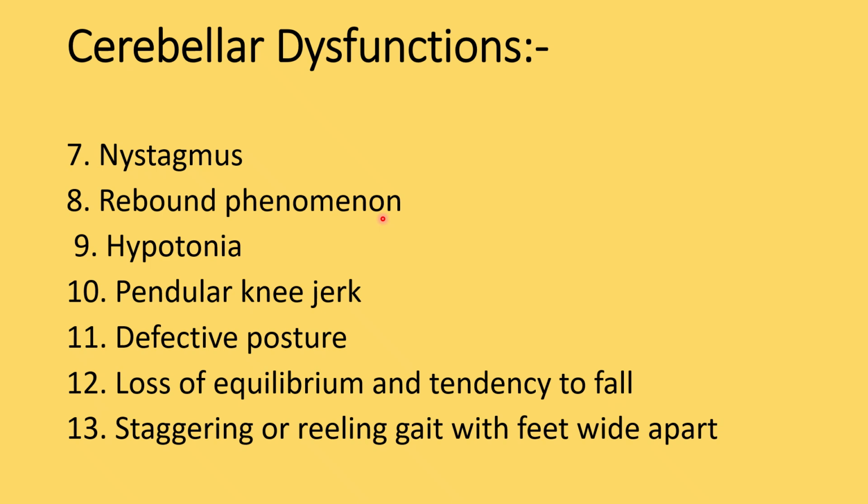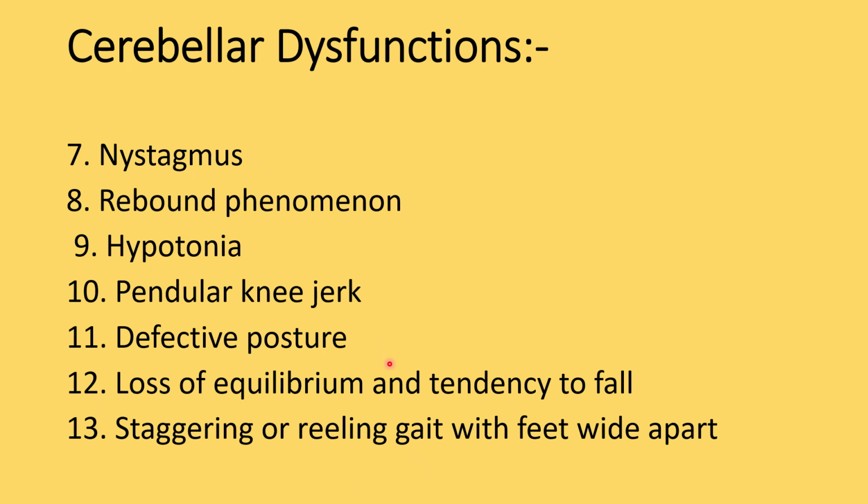Hypotonia occurs due to disturbed excitatory cerebellar signals, decreased muscle spindle sensitivity, and effects on the cerebello-thalamo-cortical loop. Due to the hypotonia, the muscle is flaccid. Pendular knee jerk is due to the hypotonia and the affected damping function of the cerebellum. Defective posture is due to the hypotonia.